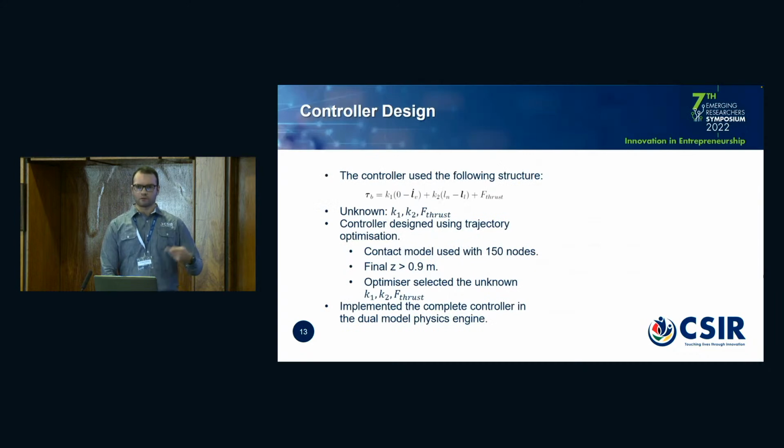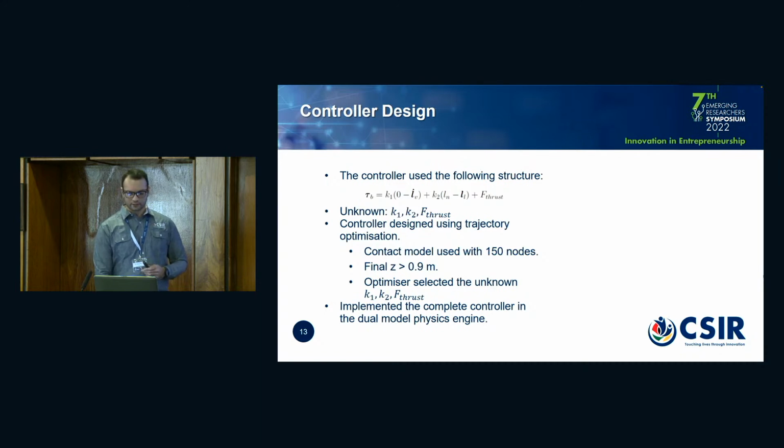One of the main advantages of this physics engine is that controllers can be designed, implemented, and tested on robots with an accurate ground reaction force model. So a knee controller was designed using the following structure, and the controller was designed using trajectory optimization itself, using exclusively the contact model, but with 150 node points. Bounded variables were used for the gains and thrust force, and an additional constraint for the final Z height set to 0.9 meters above the surface was created.